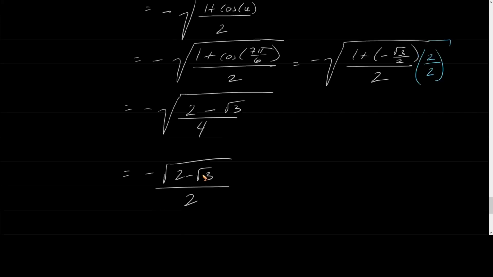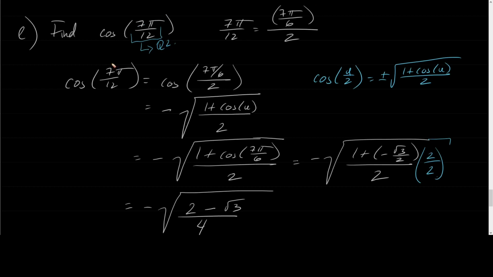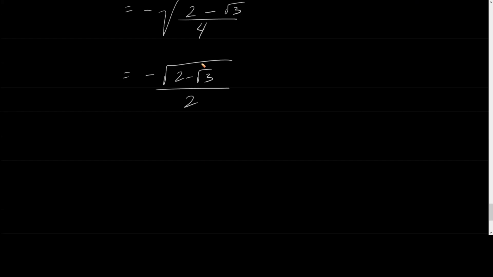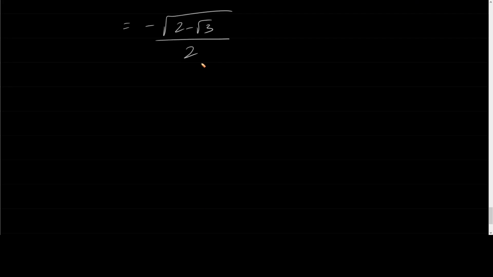And again, I was able to figure this out without knowing it directly. 7 pi over 12 is not on the unit circle, but I know that 7 pi over 6 is. So that's what I did there. We were able to manipulate this to use the unit circle. It can be used in other ways too, though.